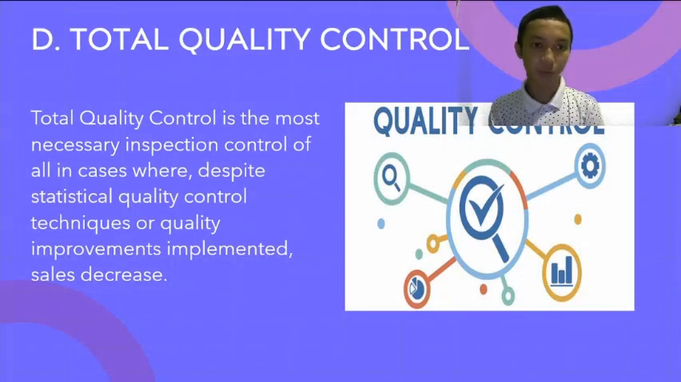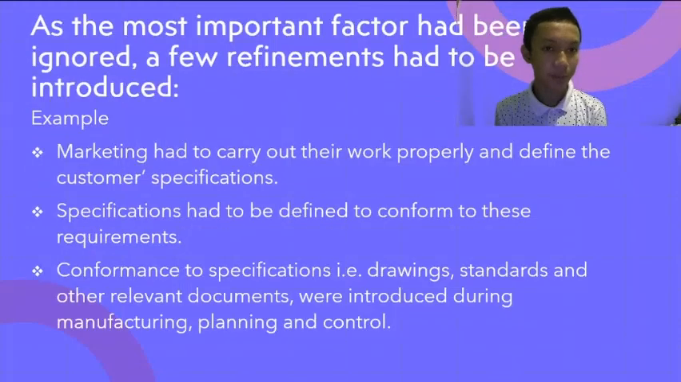D. Total quality control. Total quality control is the most necessary inspection control of all in cases where, despite statistical quality control techniques, quality improvement implementation results in sales decrease. As the most important factor had been ignored, a few refinements had to be introduced. For example, marketing had to carry out their work properly and define the customer specification. Specification had to be defined to conform to these requirements.